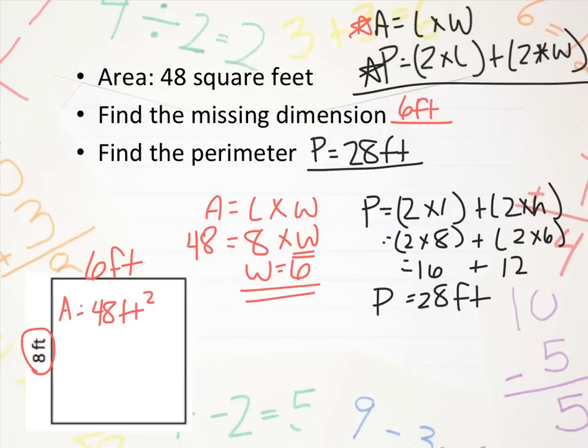Notice that I started with the area since that's what I was given. I substituted the number I had into my formula and then used my knowledge of multiplication to find my missing number. I then used that dimension as well as the 8 feet to solve for perimeter. You'll repeat that same process for problems where area is known, but you need the perimeter and a dimension is missing.